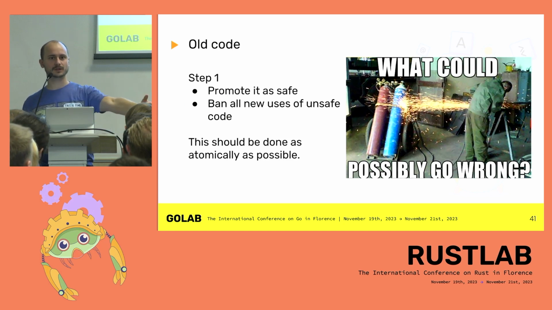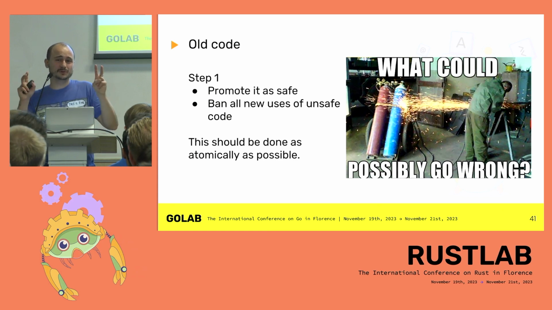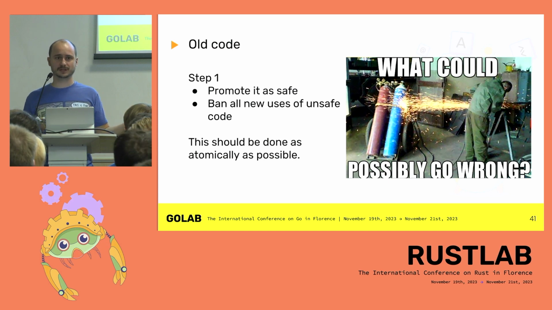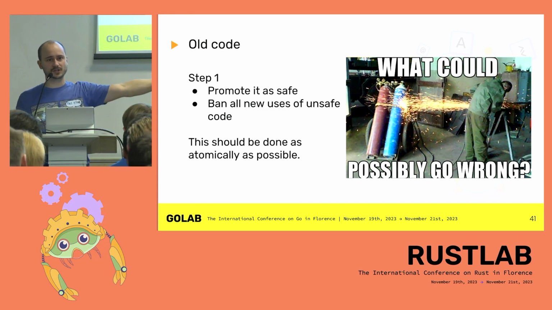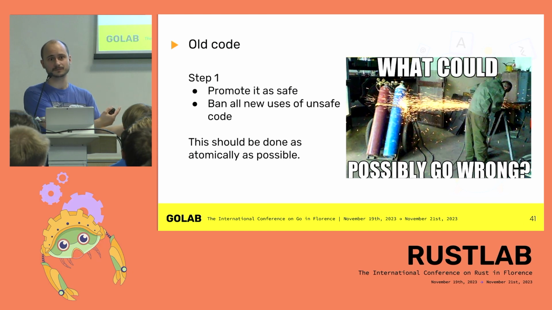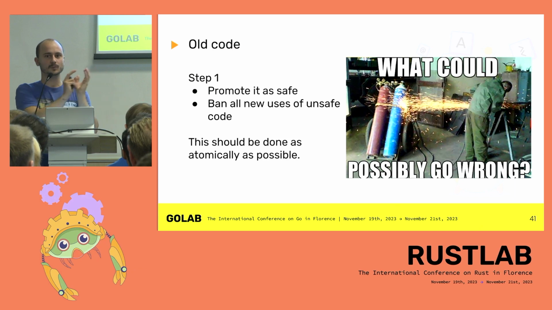So from this moment on, we have the guarantee that all new code will need to use the new API and the safe API. At this point, you need to have some tools that give you some sort of atomicity, as in, if your company has 21 repos, let's say, you need to be able to roll out this change quick enough so that then you can ban the old API without anyone having used it in the meantime. So let's say you choose the first repo, promote everything as safe, and then you ban the use of unsafe in that repo specifically. And then you move on to the next one.